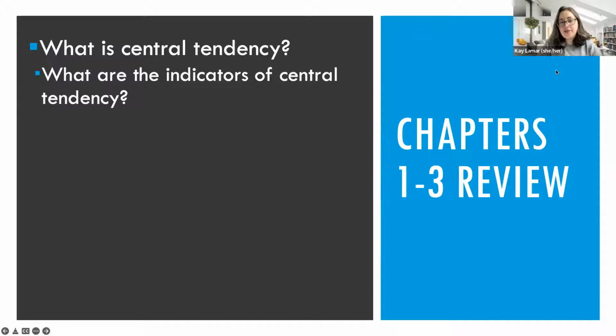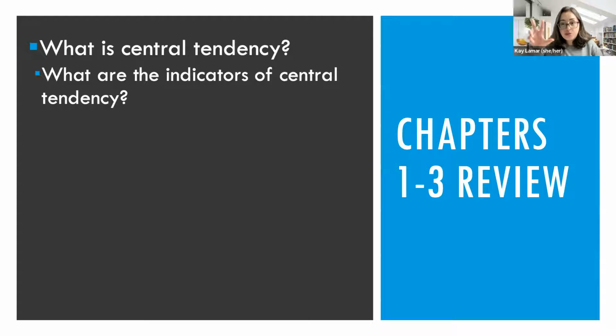If you think about what descriptive statistics do, they describe a set of data. And so descriptive statistics are things like central tendency, variability, and frequency. Now, first, let's talk about central tendency just briefly. Central tendency tells us where scores tend to fall in a distribution.